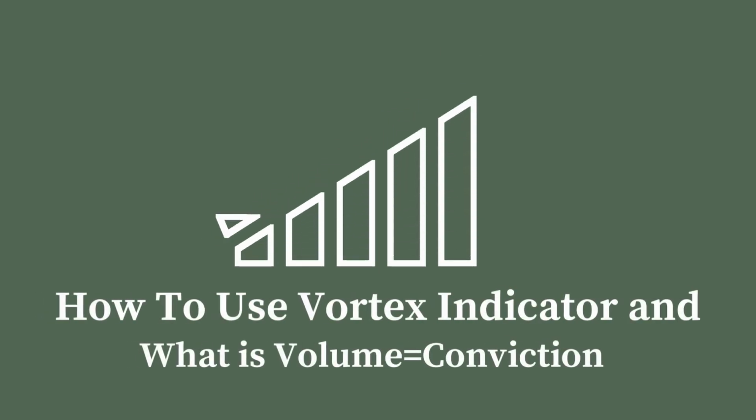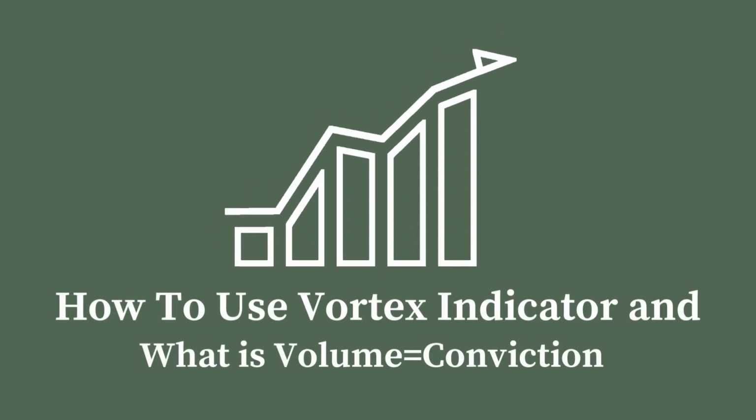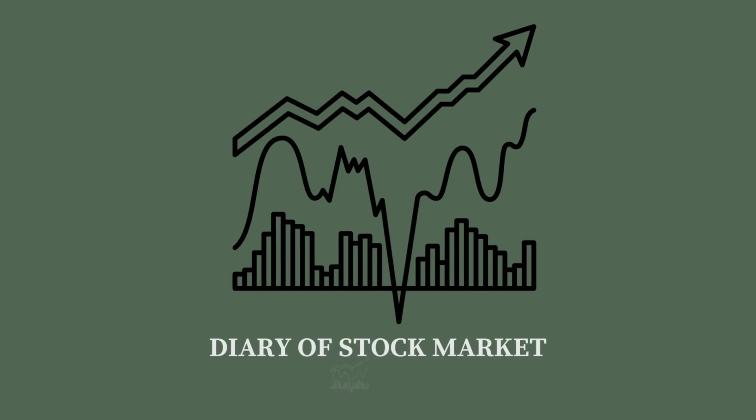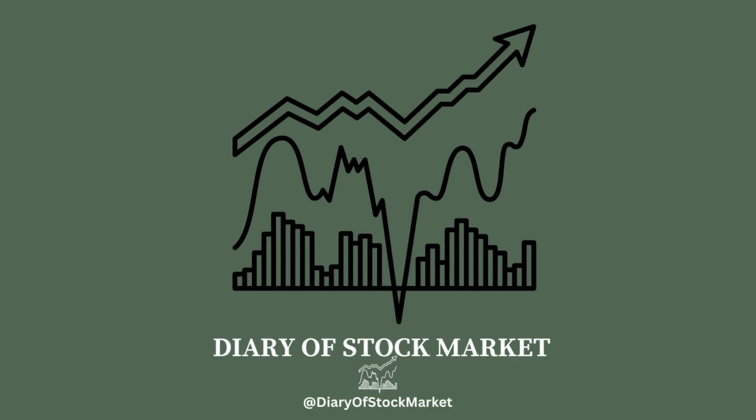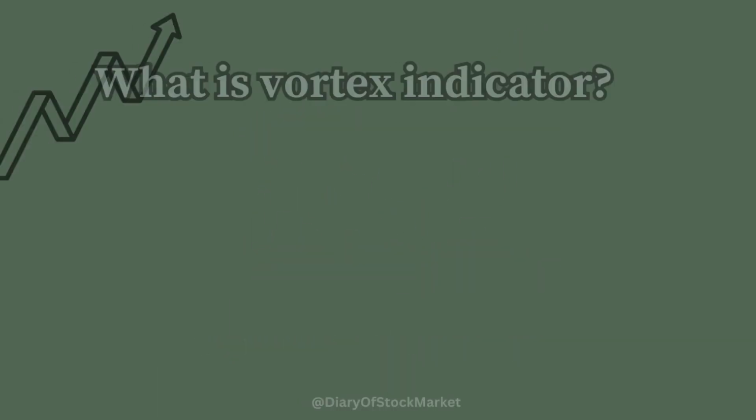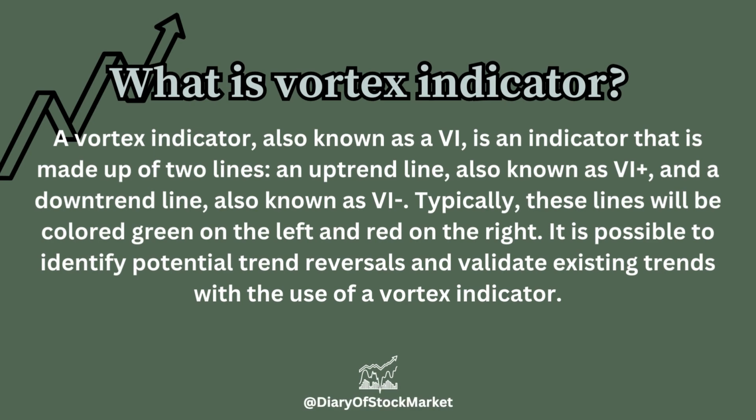How to use vortex indicator and what is volume to conviction. What is vortex indicator? A vortex indicator, also known as VI, is an indicator that is made up of 2 lines: an uptrend line, also known as VI+, and a downtrend line, also known as VI-. Typically, these lines will be colored green on the left and red on the right.